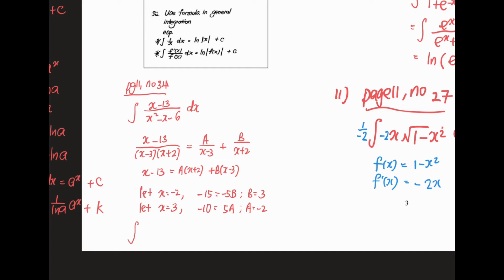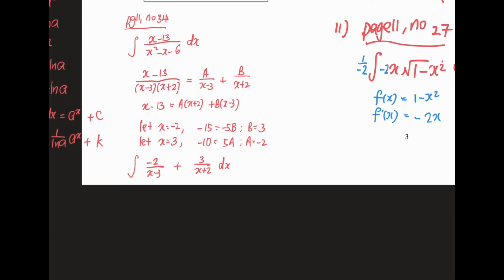Okay, I put it in the integral straight away. So I have negative 2 over x minus 3 plus 3 over x plus 2 dx. So I'm going to use this formula: f prime of x over f of x equals ln f of x. Okay, I want to use this formula. So I factorize negative 2 because I know that the differentiation of x minus 3 will end up with 1. So I factorize 3 because I know that the differentiation of x plus 2 is also 1.